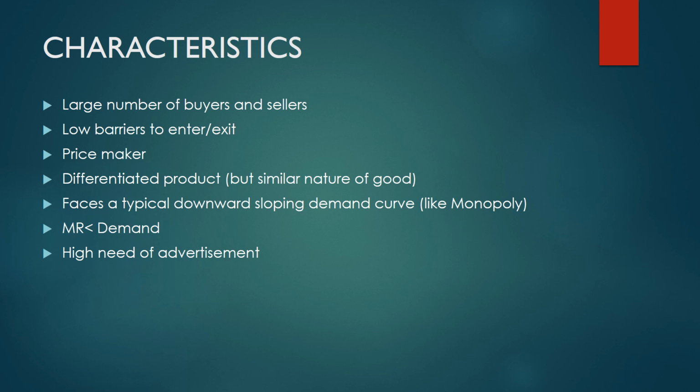So the fourth one is, because it's a price maker, it faces a typical downward sloping demand curve, exactly like monopoly. And then the marginal revenue is also less than the demand curve. This trait is also like monopoly. And the final one is there's a high need of advertisement.